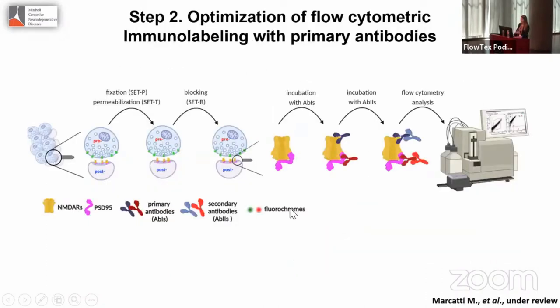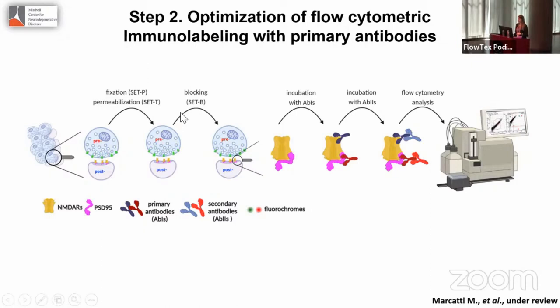Step 2 is very important, as Meredith also says, about the titering of antibodies, because it's basically the most crucial step in this whole method. If we don't double check the quality of our staining first, we cannot go ahead with the PLA step. First of all, we had to optimize the conditions of fixation and permeabilization of the synaptosomes, because there are no cells, they're smaller and more sensitive.